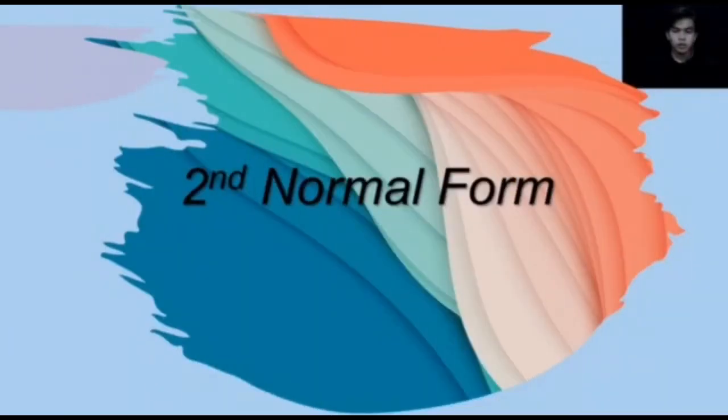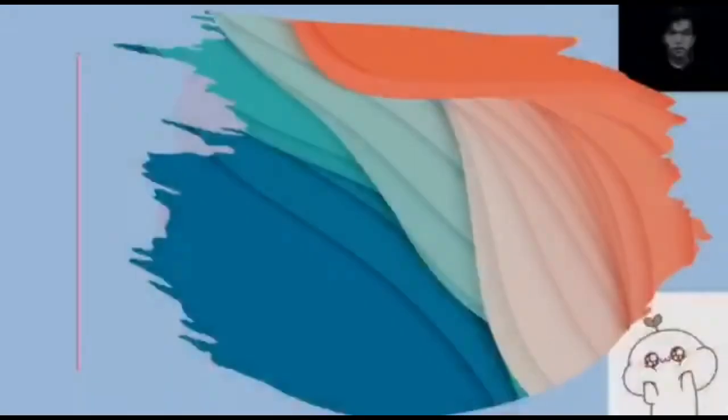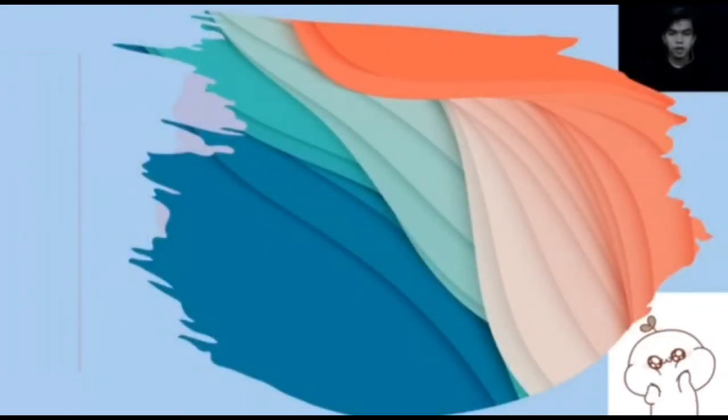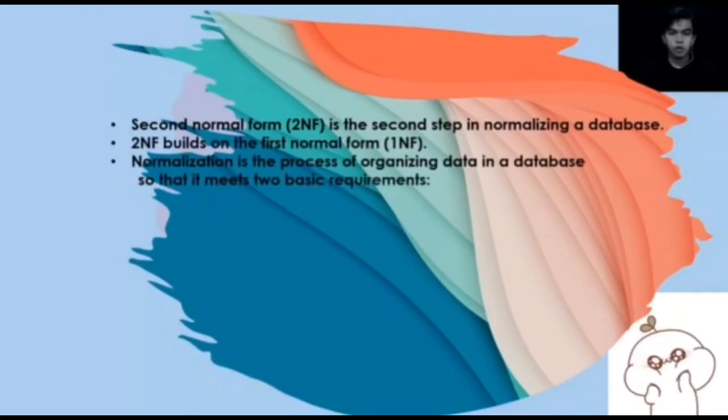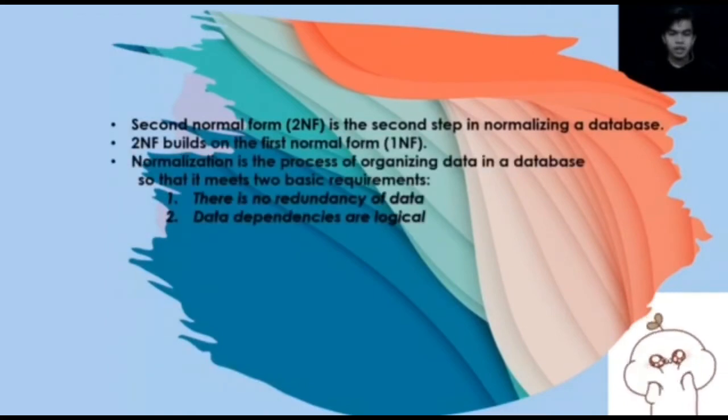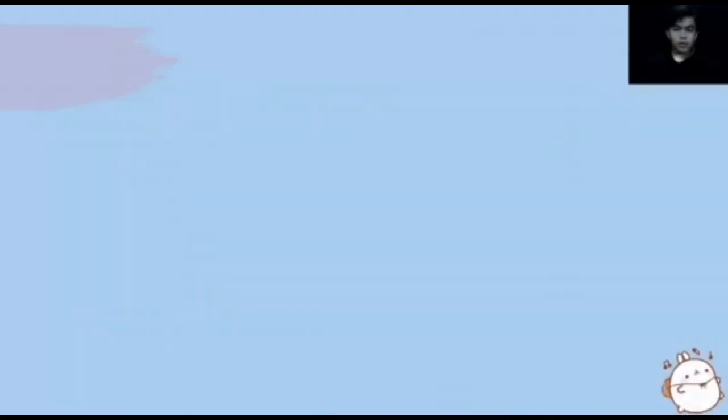Move to second normal form. Second normal form is the second step in normalizing a database. Second normal form builds on the first normal form. Normalization is the process of organizing data in a database so that it meets two basic requirements, which are no redundancy of data and data dependencies are logical.